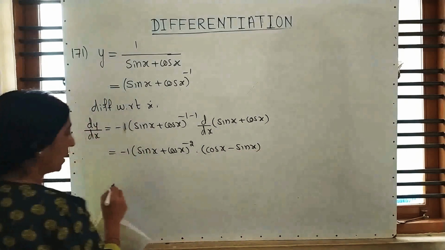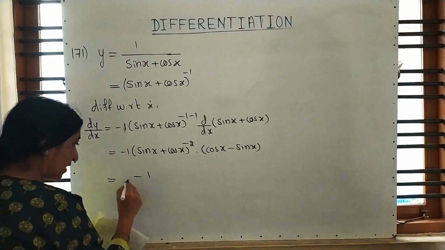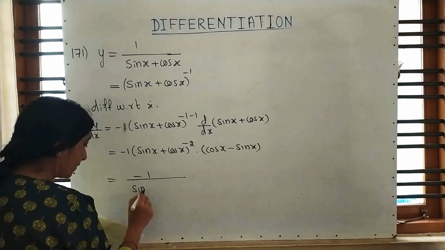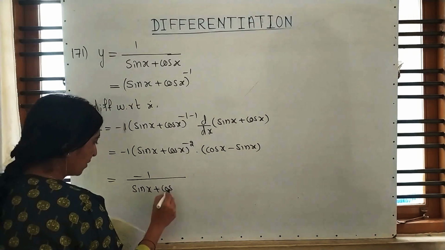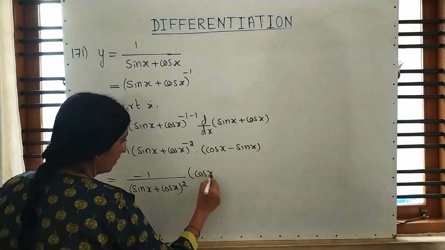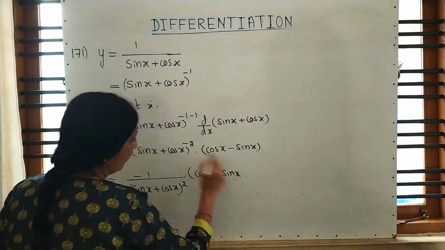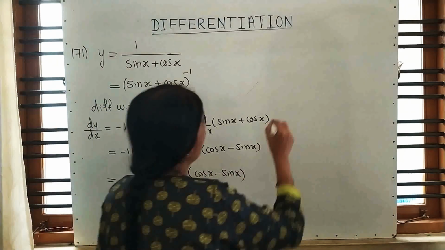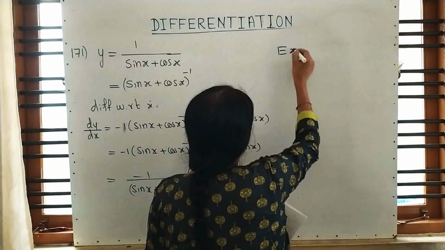If you want, you can write one more step. This I am writing as minus 1 upon sin x plus cos x whole squared into cos x minus sin x. A similar example I explained in one of the previous classes.